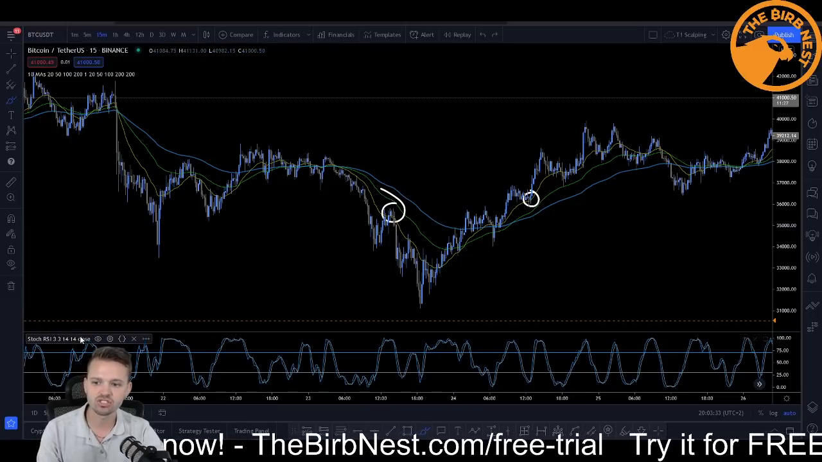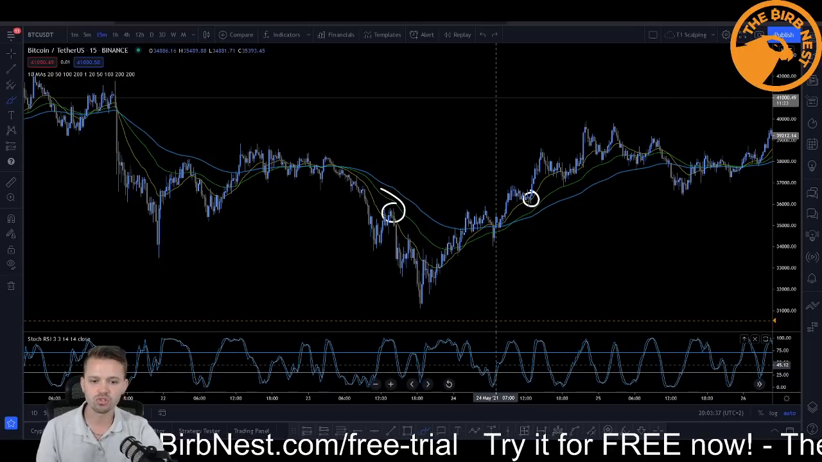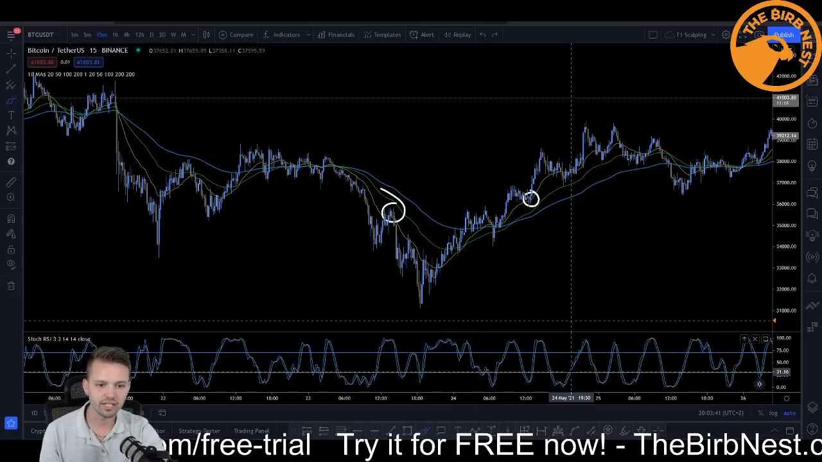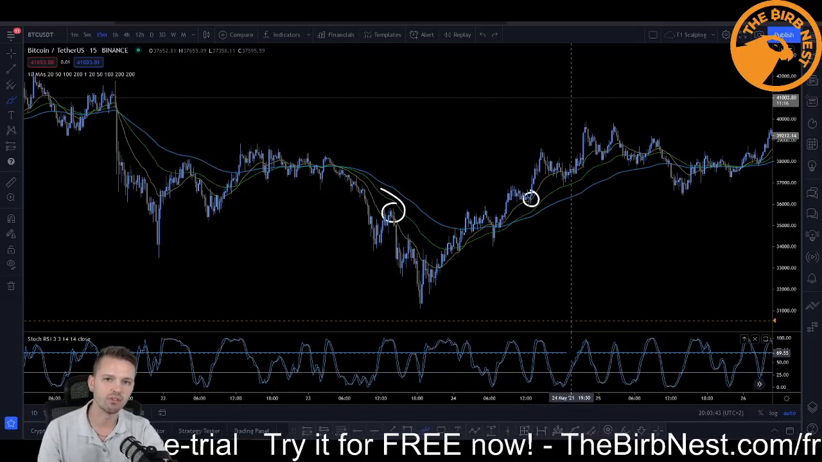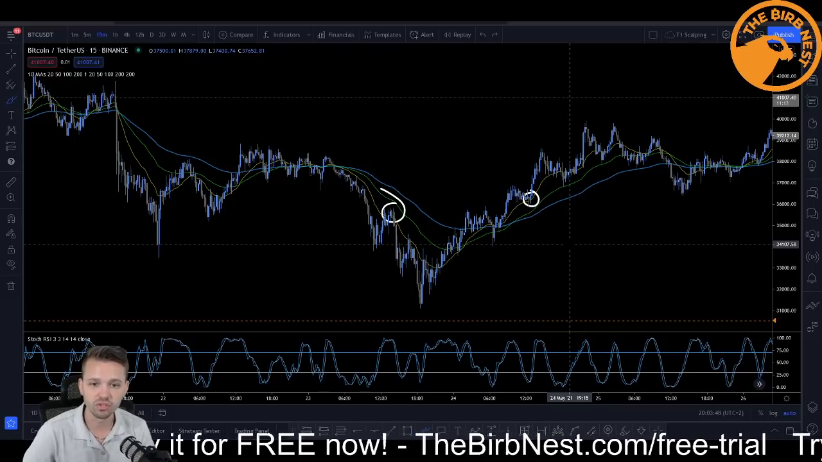I've also added the stochastics RSI indicator here at the bottom with two horizontal levels, the gray one being down at the 30 level and the blue one being above at the 70 level. So that's the only thing we're going to be using.